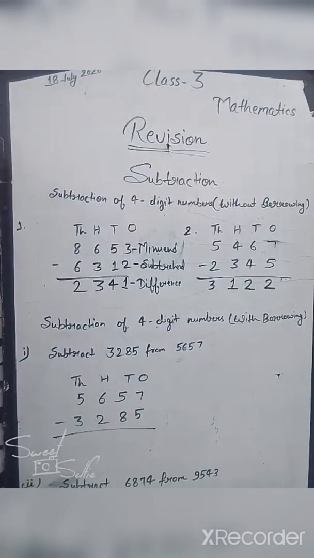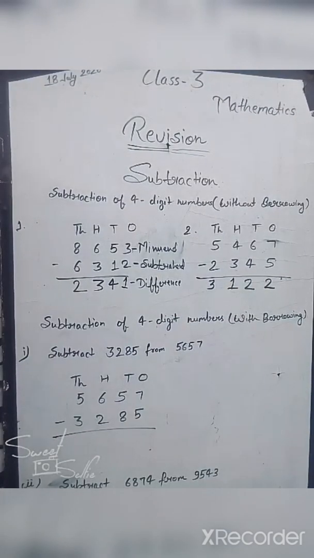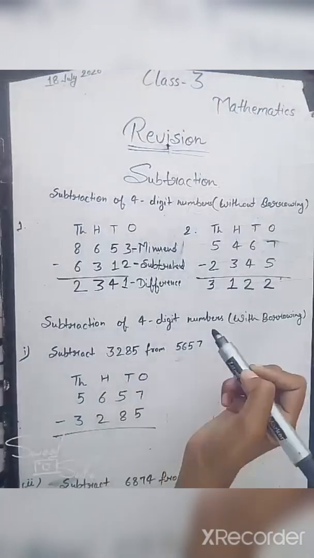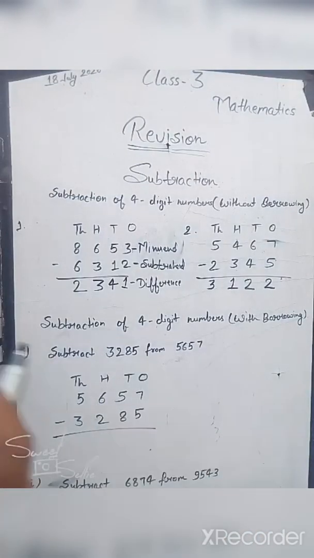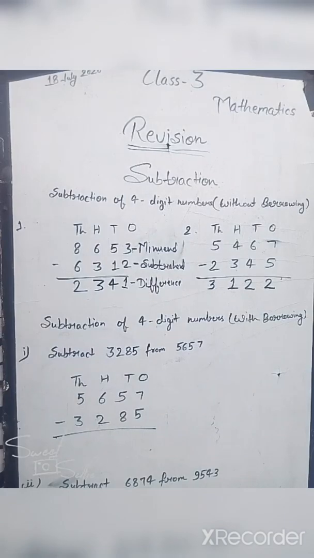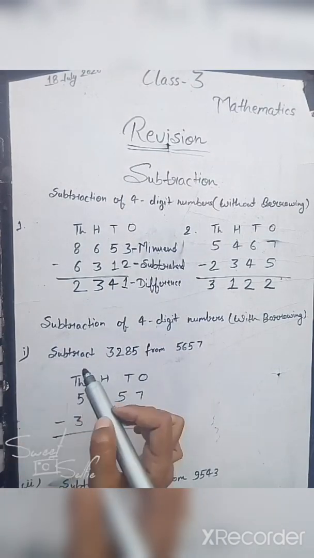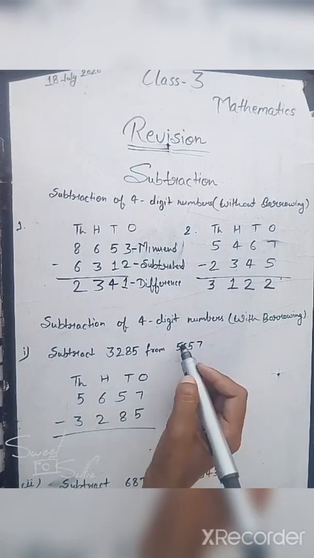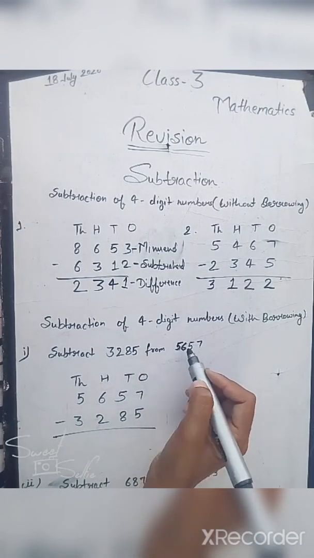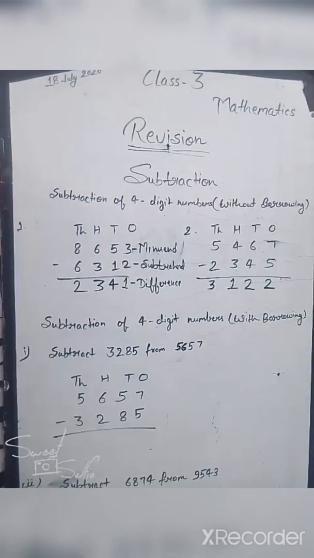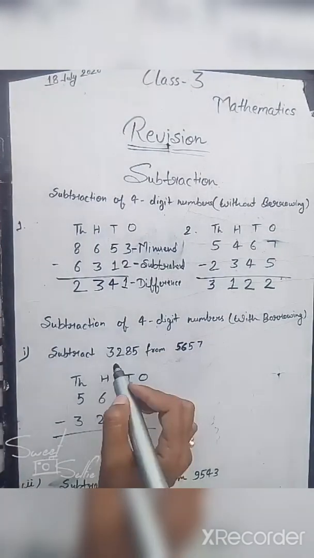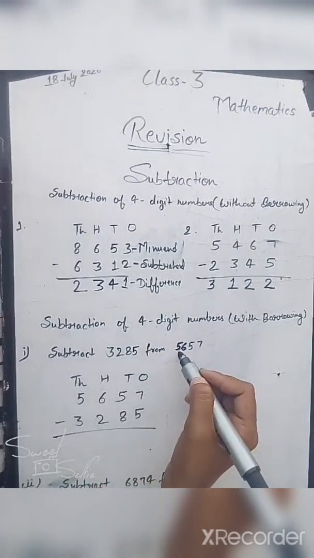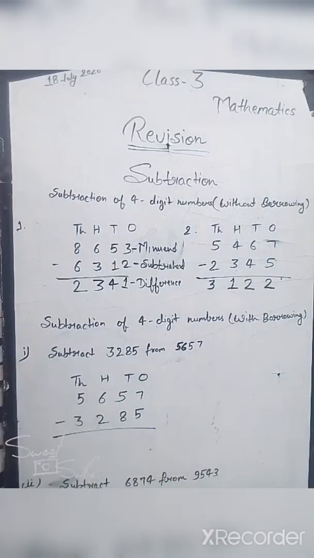now we will see subtraction of 4-digit numbers with borrowing. Okay, so let's see. Number first, subtract 3285 from 5657. We have to subtract 3285 from 5657.